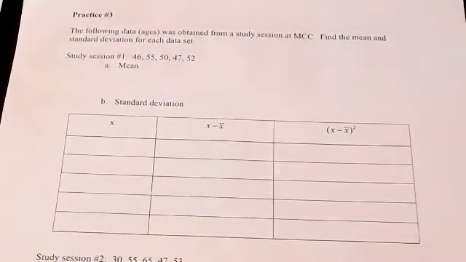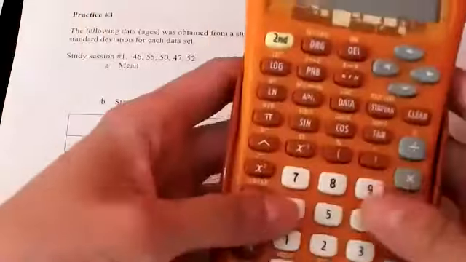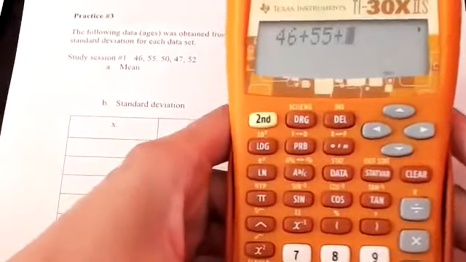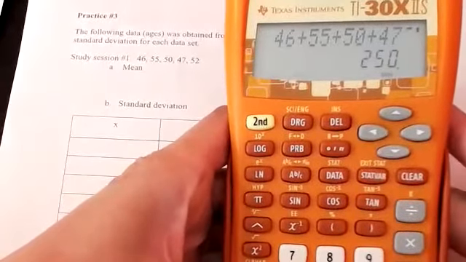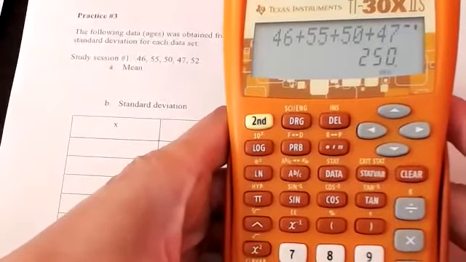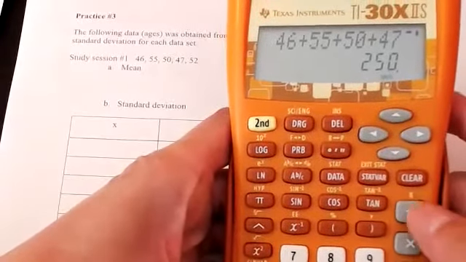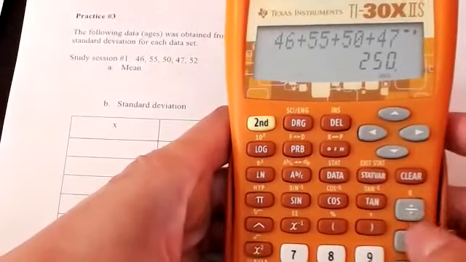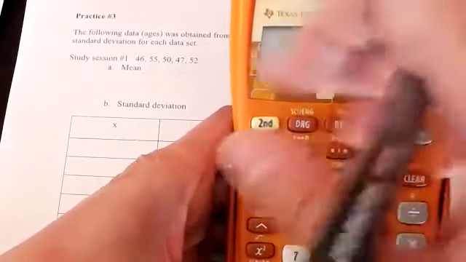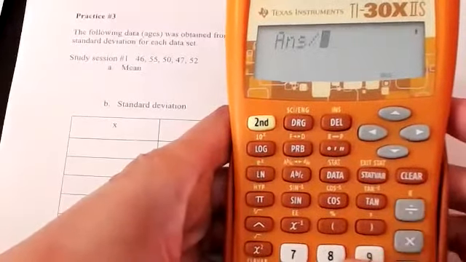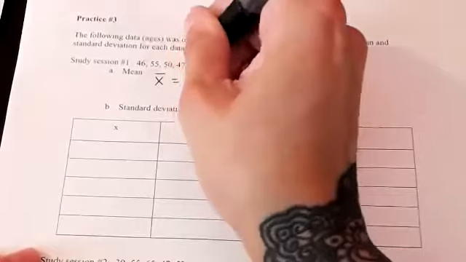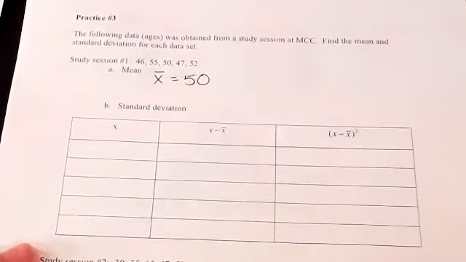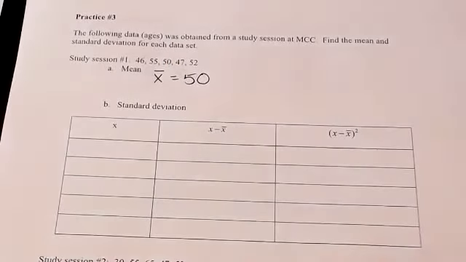Cool. So we take our values, 46 plus 55 plus 50 plus 47 plus 52. Please press enter first. Otherwise, your calculator is not going to understand what you mean. It's going to only divide the last number by 5, but we want to divide the sum of the entire set by 5 since you have 5 values. So your mean for this sample is 50. Very cool. All right, let's calculate standard deviation.